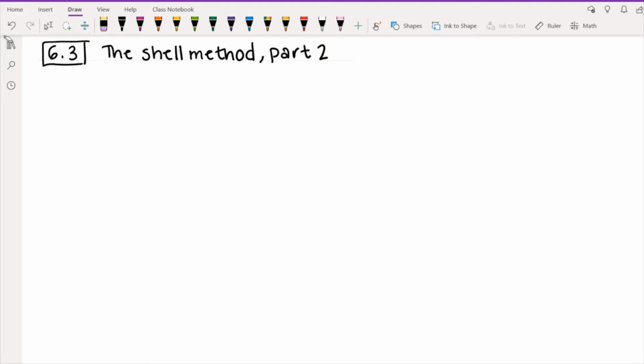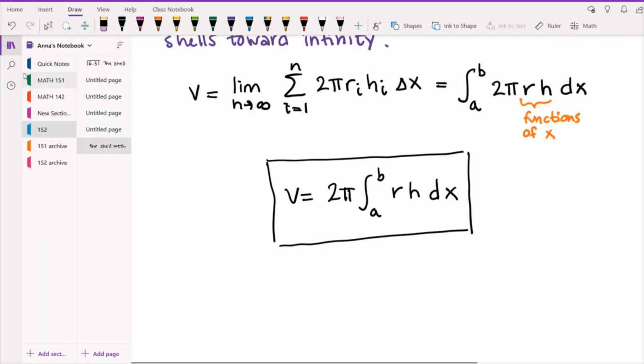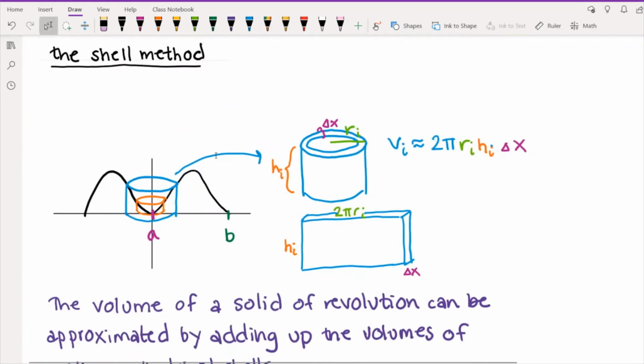So I just want to quickly remind you of what the shell method is and where it comes from just by looking back at a slide from last time. The idea behind the shell method is that instead of taking your solid and slicing it into discs or washers, because of its round shape, we can instead break it up into these nesting cylinders. And then how do we find the volume? Well, instead of adding up the volume of slices, now we're adding up the volume of these cylinders. And how do you find the volume of a cylinder? Well, it's approximately going to be equal to 2 pi times the radius times the height times the thickness.